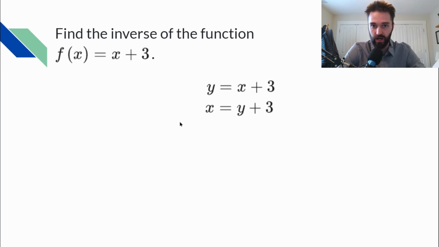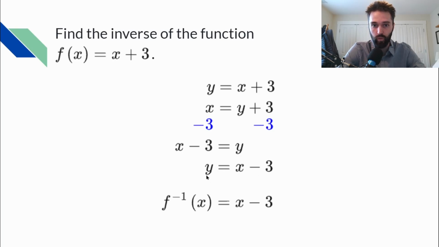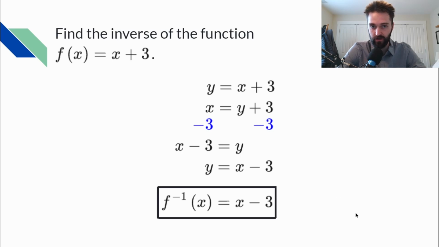So we have this equation here. The next thing we need to do is isolate y on the right-hand side. To do that, we can subtract 3 from both sides. And that gives us y on the right-hand side equals x minus 3 on the left-hand side. Then, what I want to do is swap the left and right-hand sides. So we have y equals x minus 3. And finally, we replace this y with f inverse of x. So this is my inverse function.